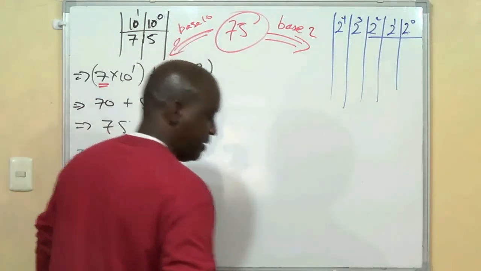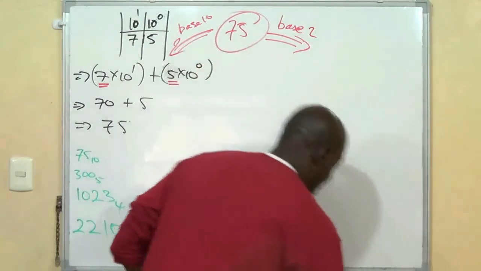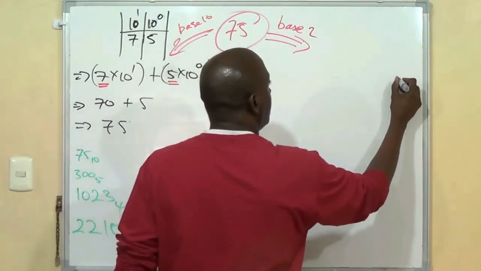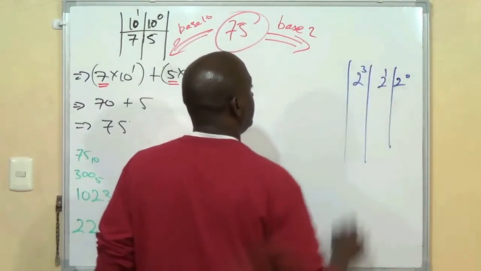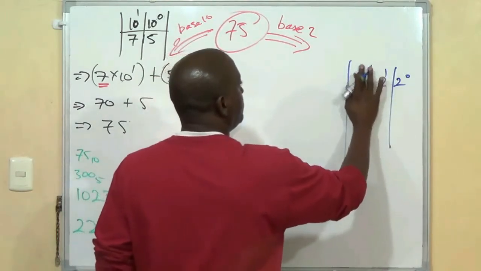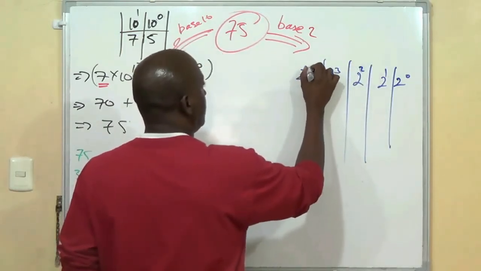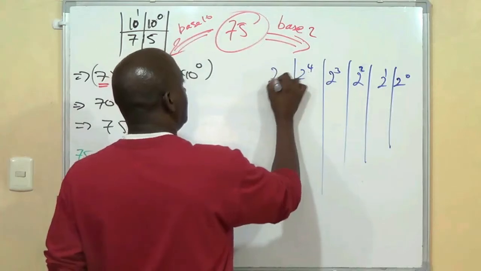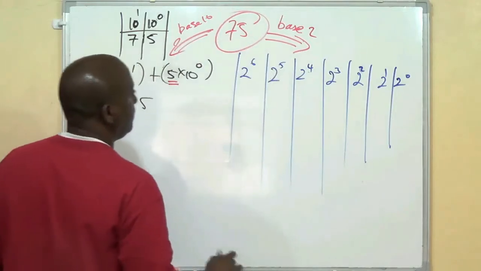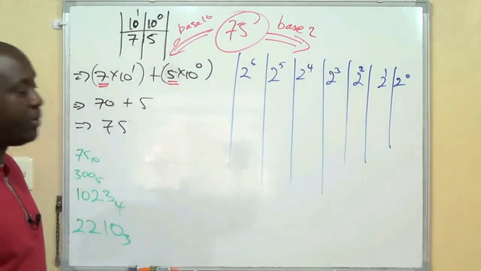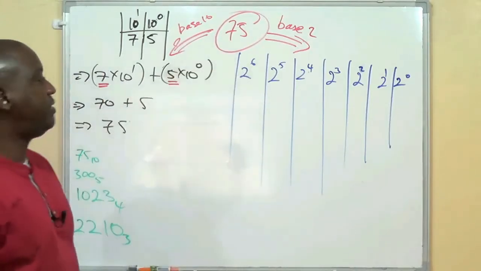Now we need a little more space here, so we'll go down a little bit. Alright? So 2 to the power of 0 is 1, 2 to the power of 1 is 2, 2 to the power of 2 is 4, 2 to the power of 3 is 8, 2 to the power of 4 is 16, 2 to the power of 5 is 32, 2 to the power of 6 is 64, and we wouldn't go past 2 to the power of 6 because 2 to the power of 7 is 64 times 2, which is 128, which is greater than 75.